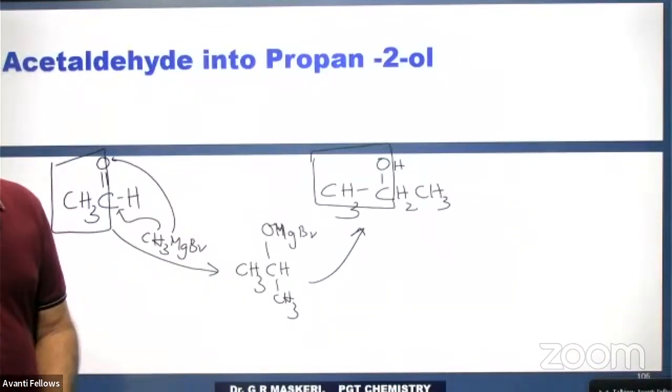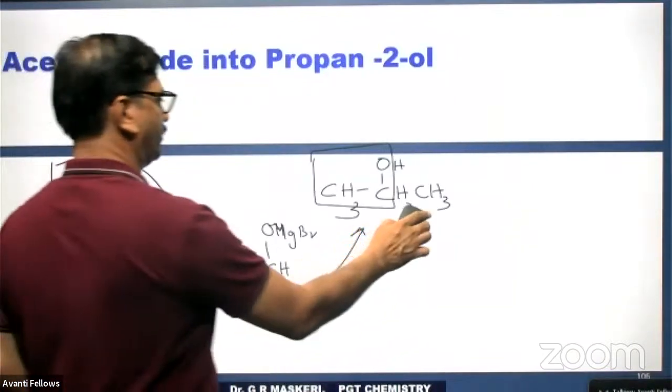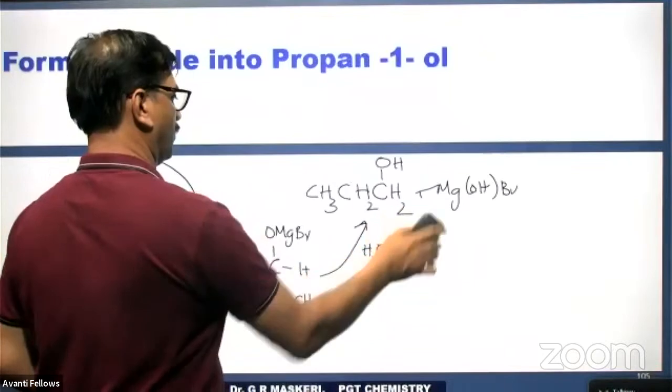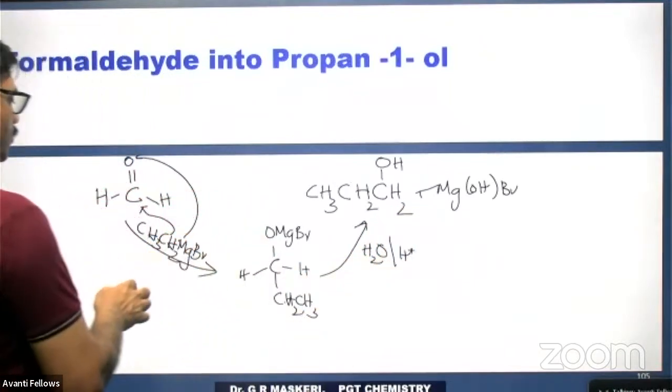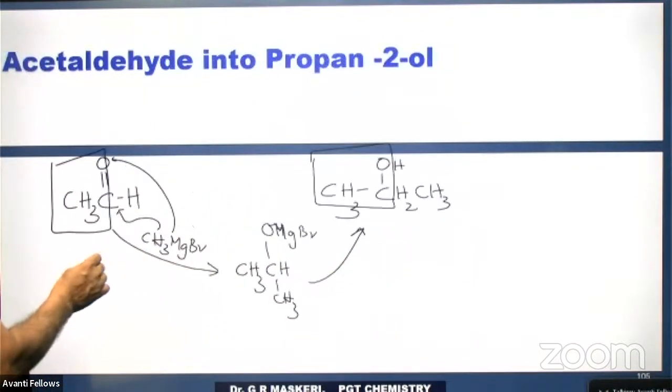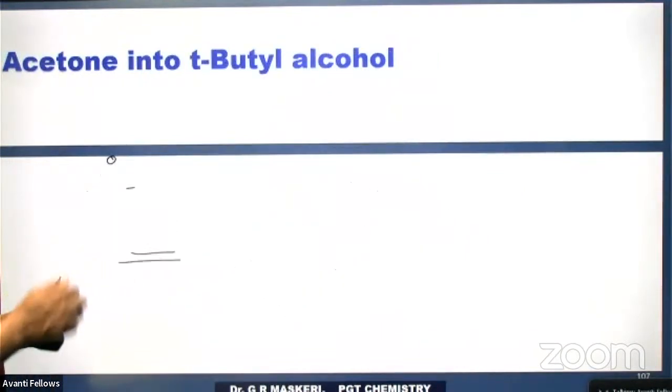Okay, this we cannot rub that. That's the problem, this CH. Okay. So formaldehyde over propanol. This is the way that Grignard reagent, using Grignard reagent we can do.